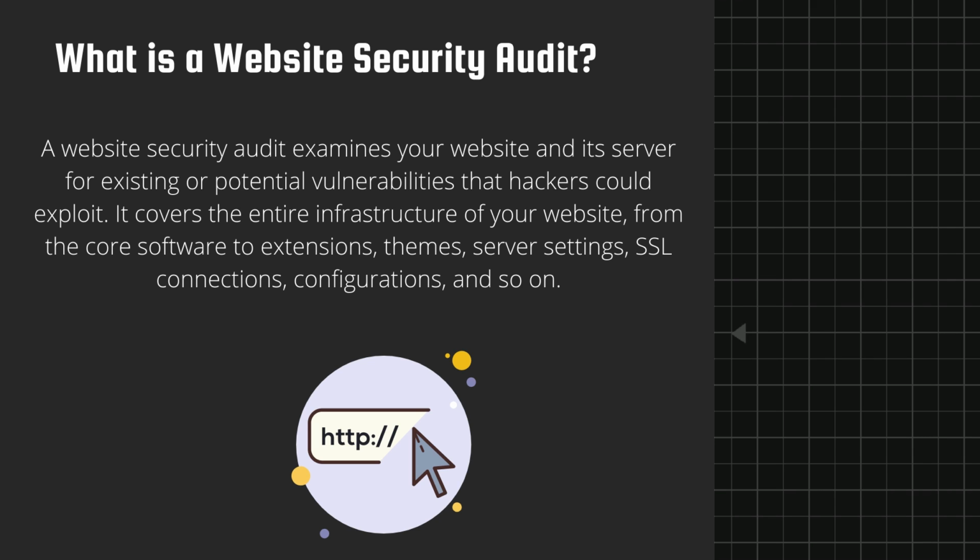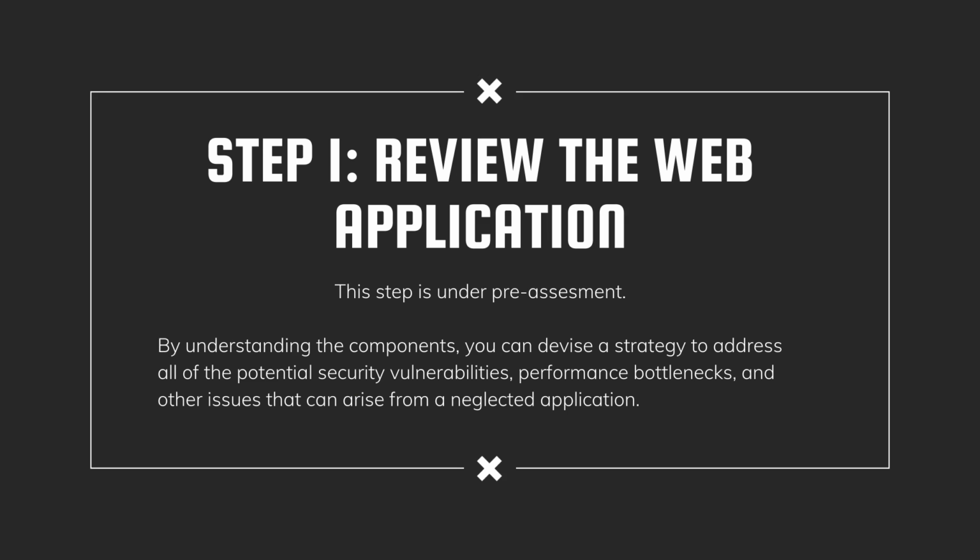So the first step to audit web application is to review the web application. So there are three phases in security audit. First of all is pre-assessment, assessment, and post-assessment. By reviewing the web application, we know what issues the web application is facing, what things are occurring, and the reasons and so on.